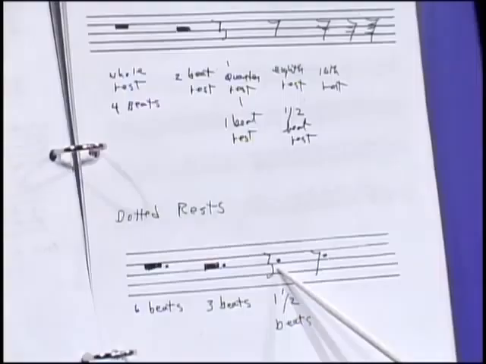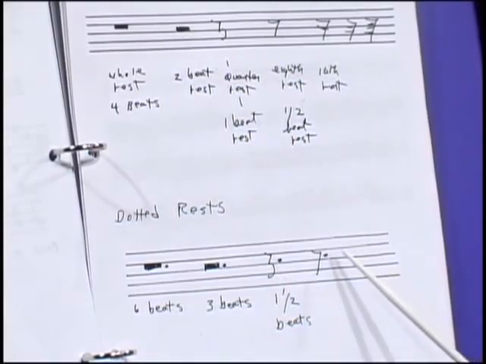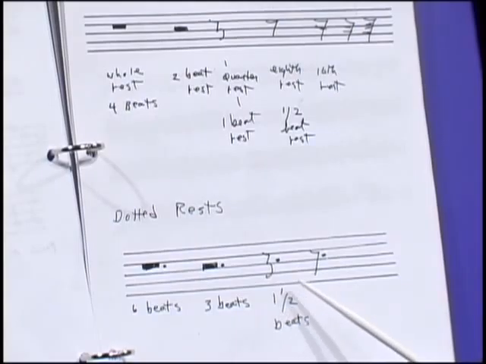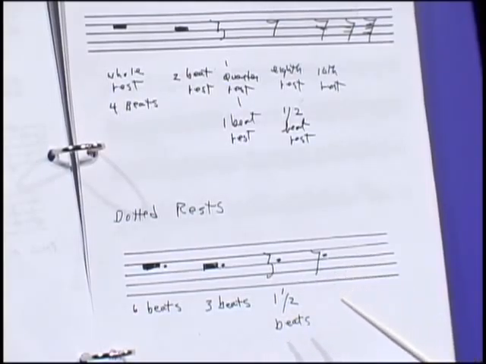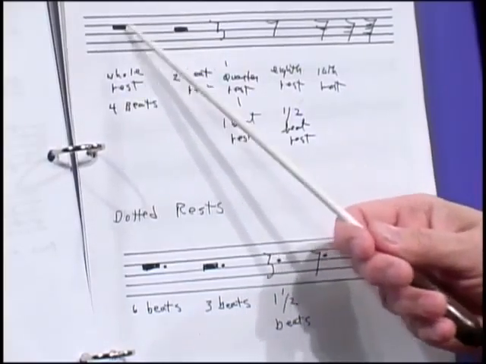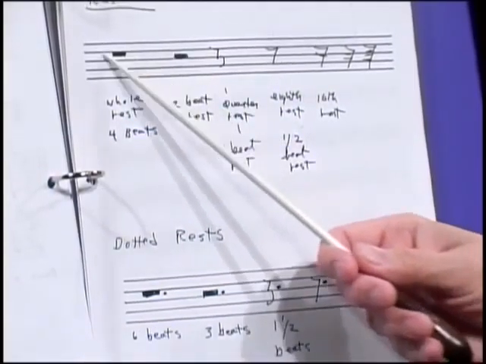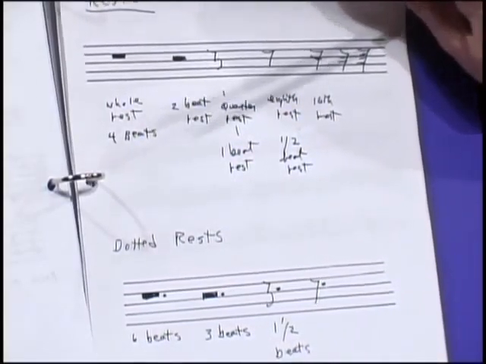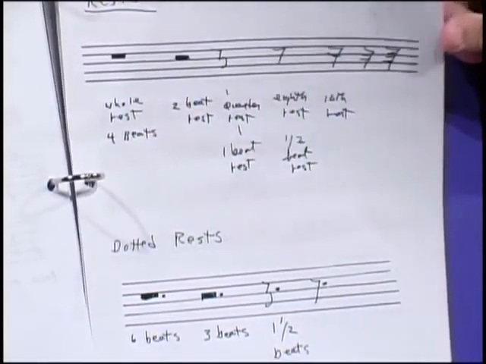You can have dotted rests: single rest, quarter rest, dotted eighth rest. You don't see this very often. I bring it up because occasionally you will see it, but you don't see it very often. It would be just as easy to put these two together to make 6 beats, or to change the time signature. But you can dot just like you dot the notes.